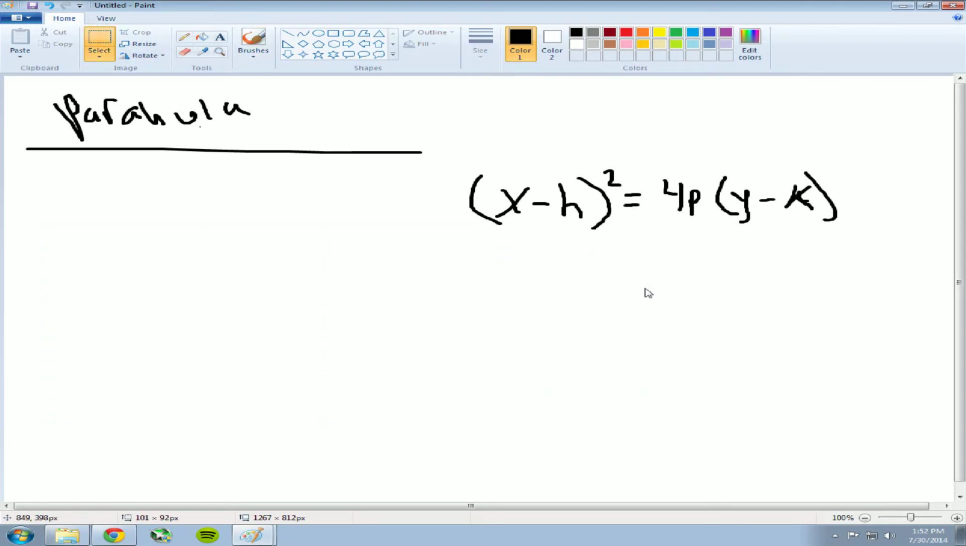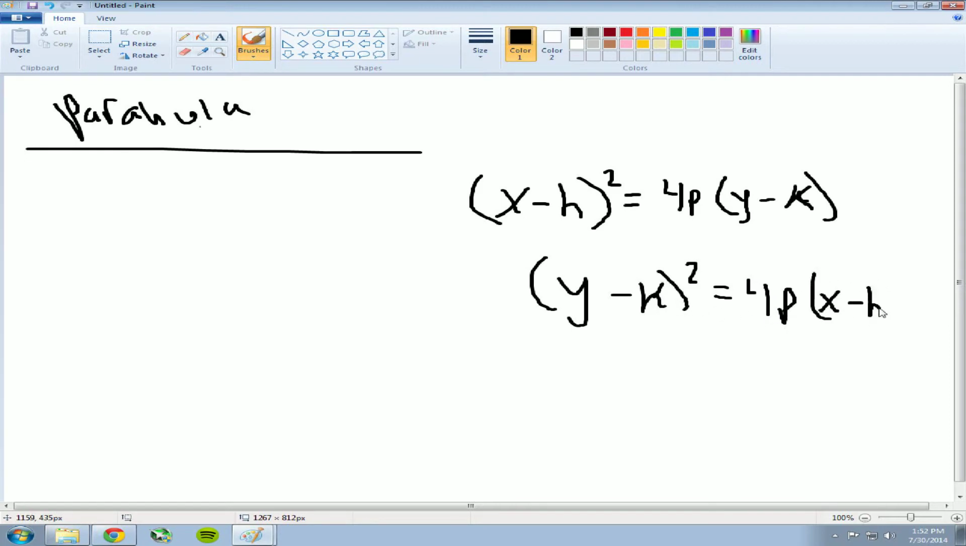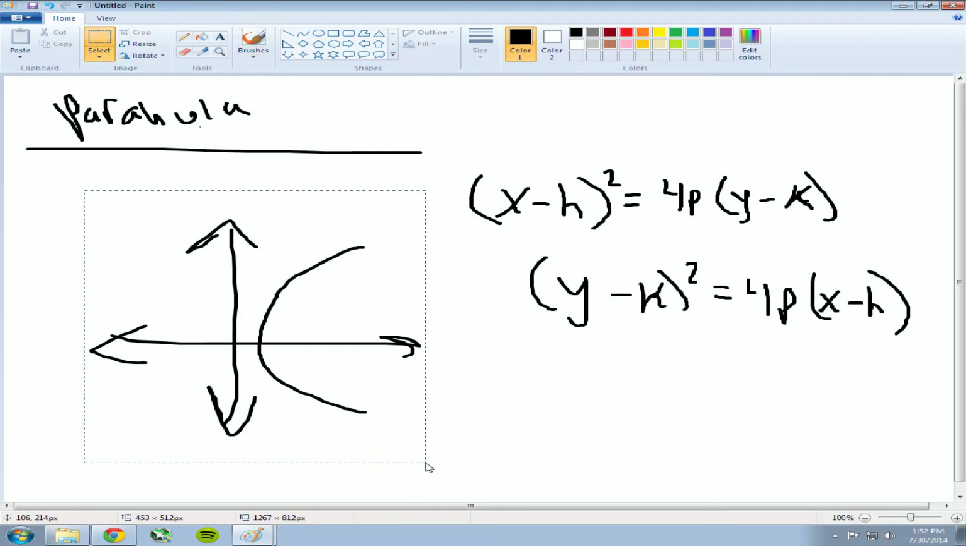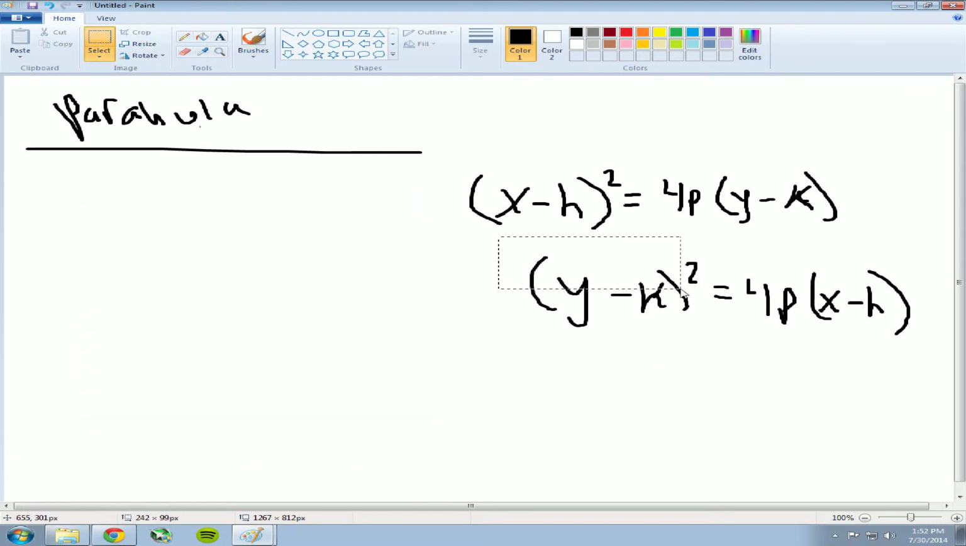Now, if you see something like this, this is k, 4p, x minus h. See how it squares at y? So it's going to look like this. And you're going to follow the same rules that we just went over.